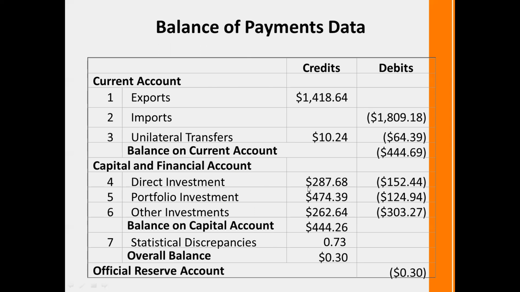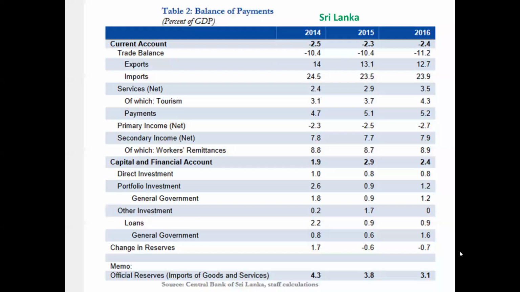That means when we are doing the statistical things, the miscellaneous things, we have to balance the accounts. And this is an example of the Sri Lanka BOP account. You can see the current account is there, and the capital and financial account together. There is no separate capital account here.